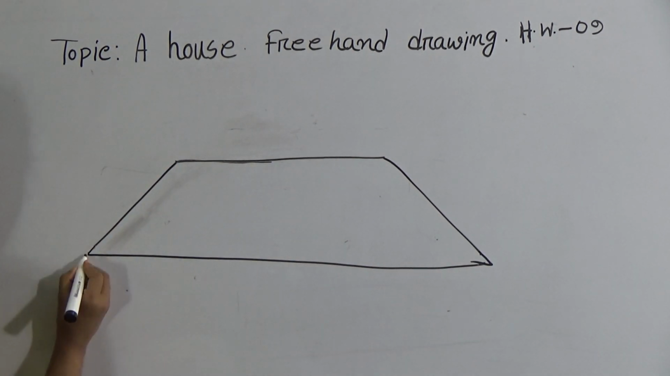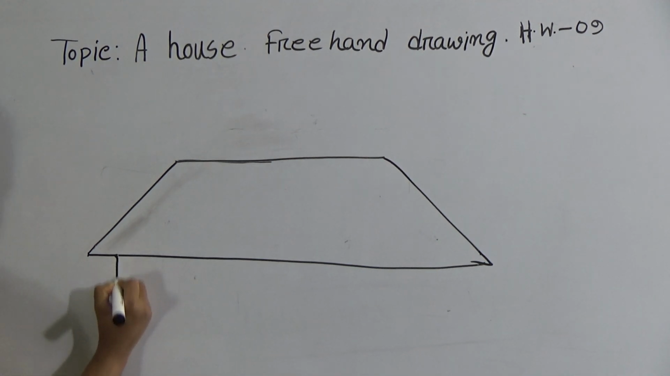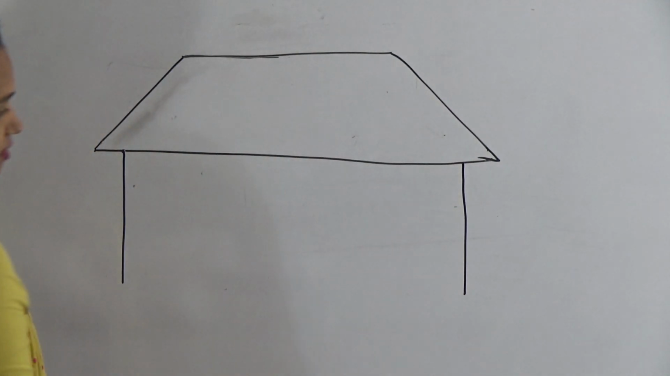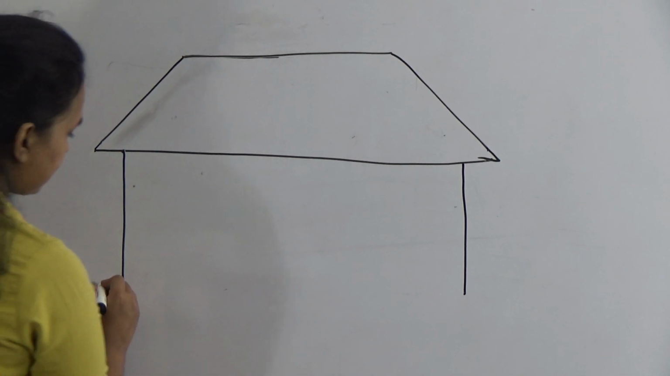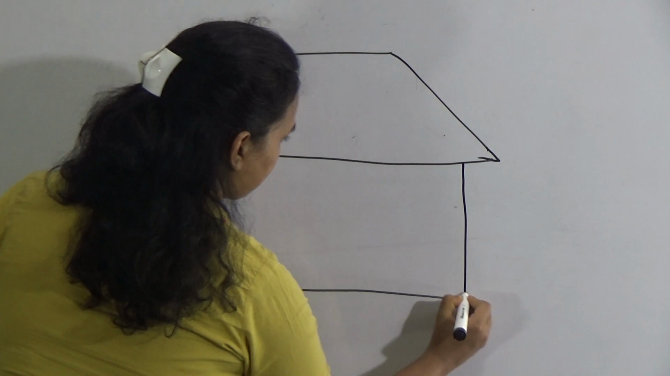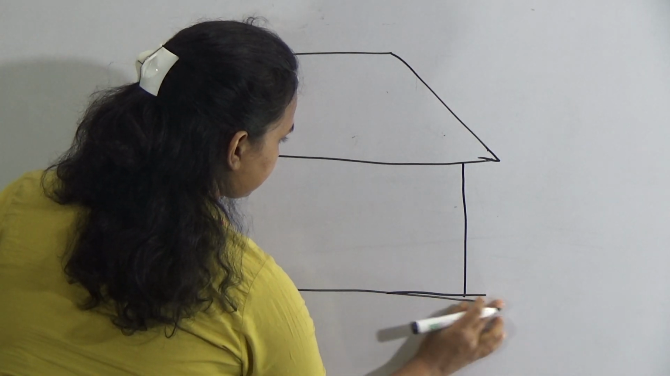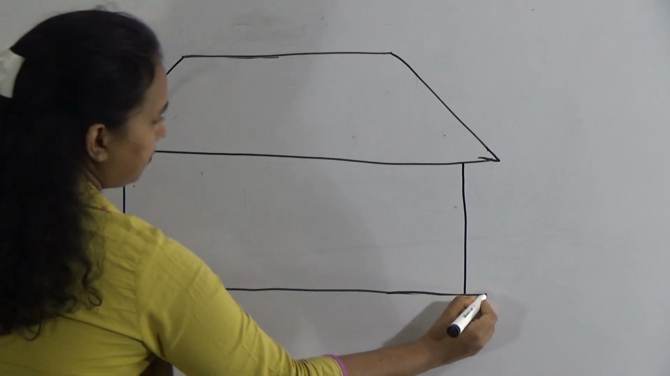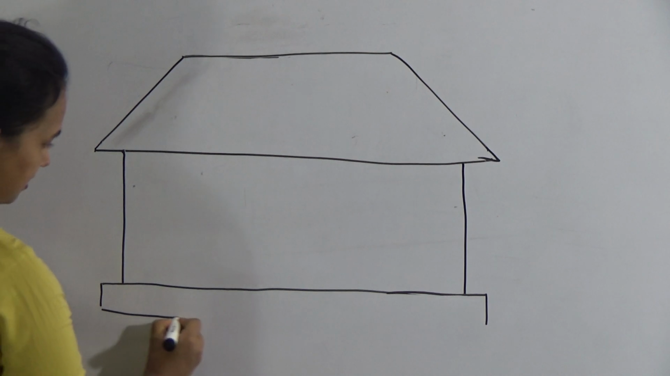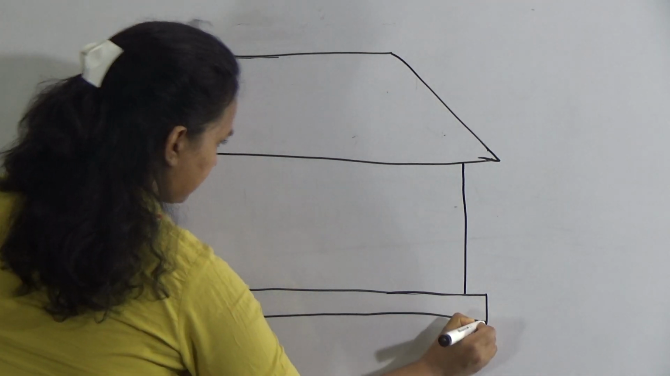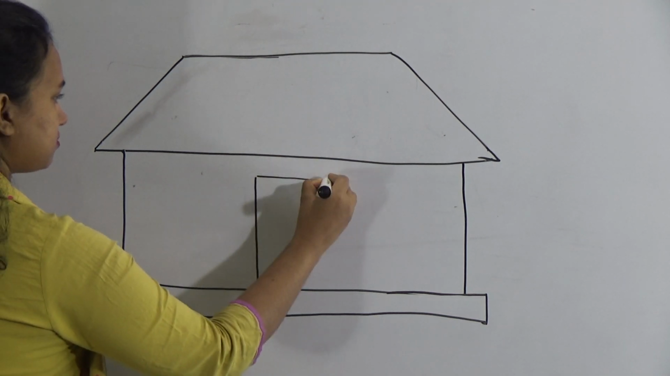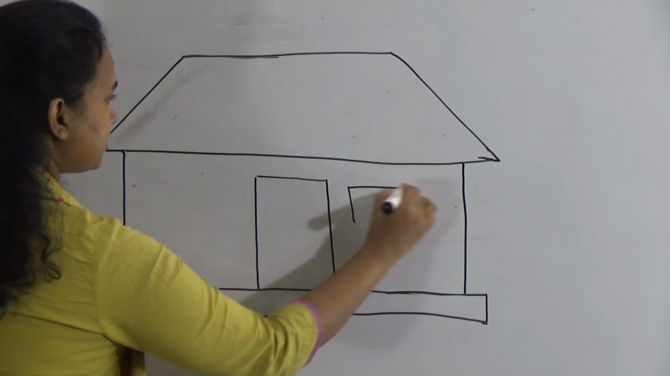After that, not from here, I have used a straight line again, and here I have also used a straight line from here. Then join this line like this type of line, straight line. Okay. Then give a beat and draw this line. And give a door and a window.